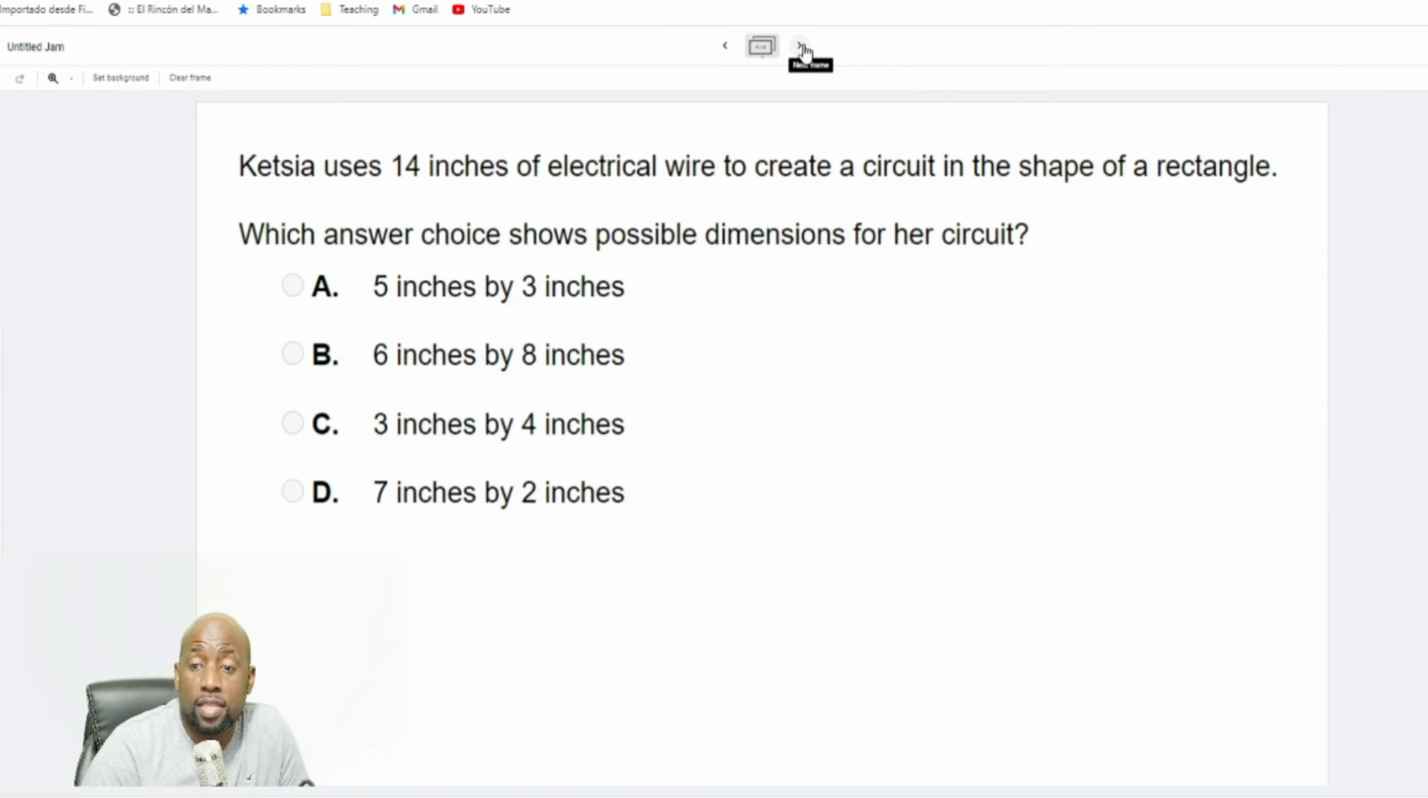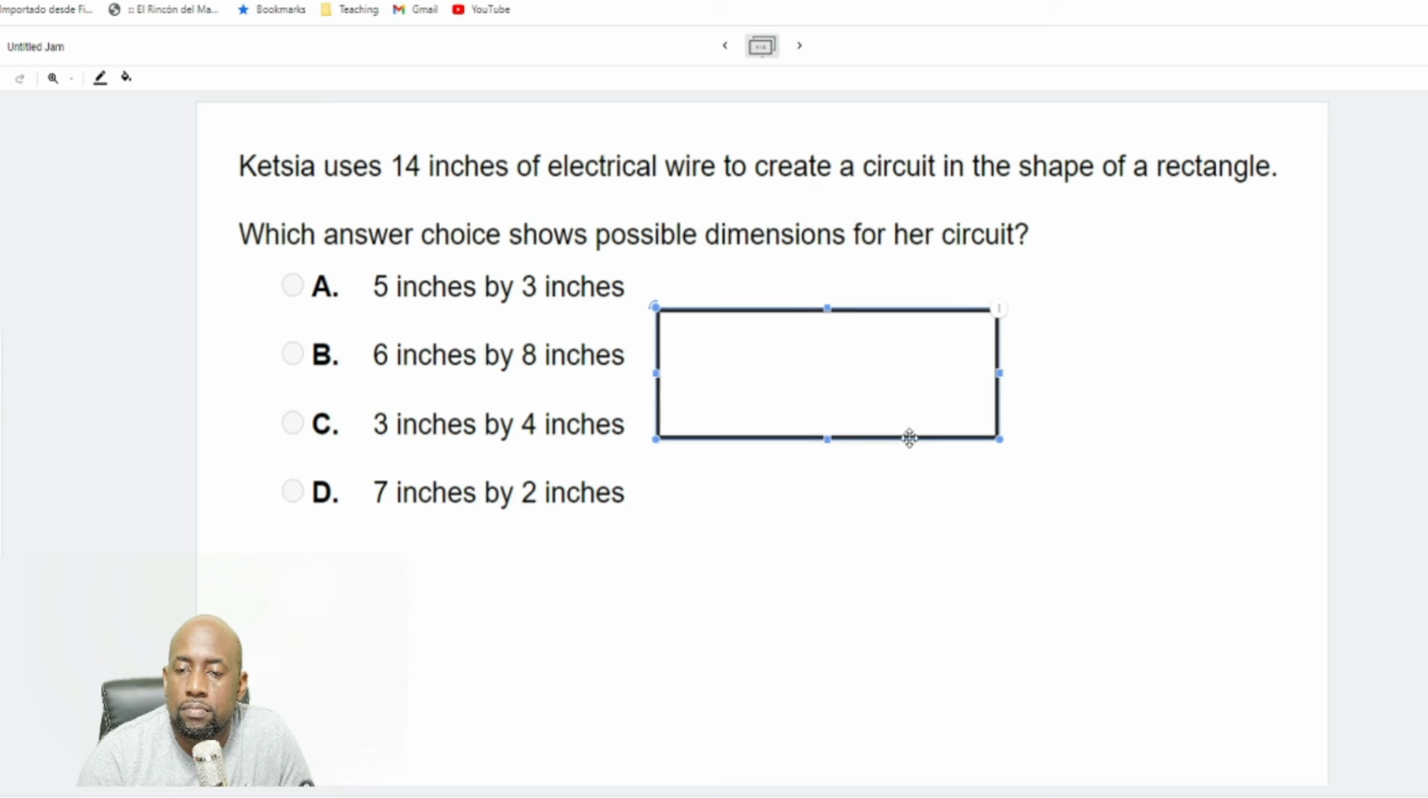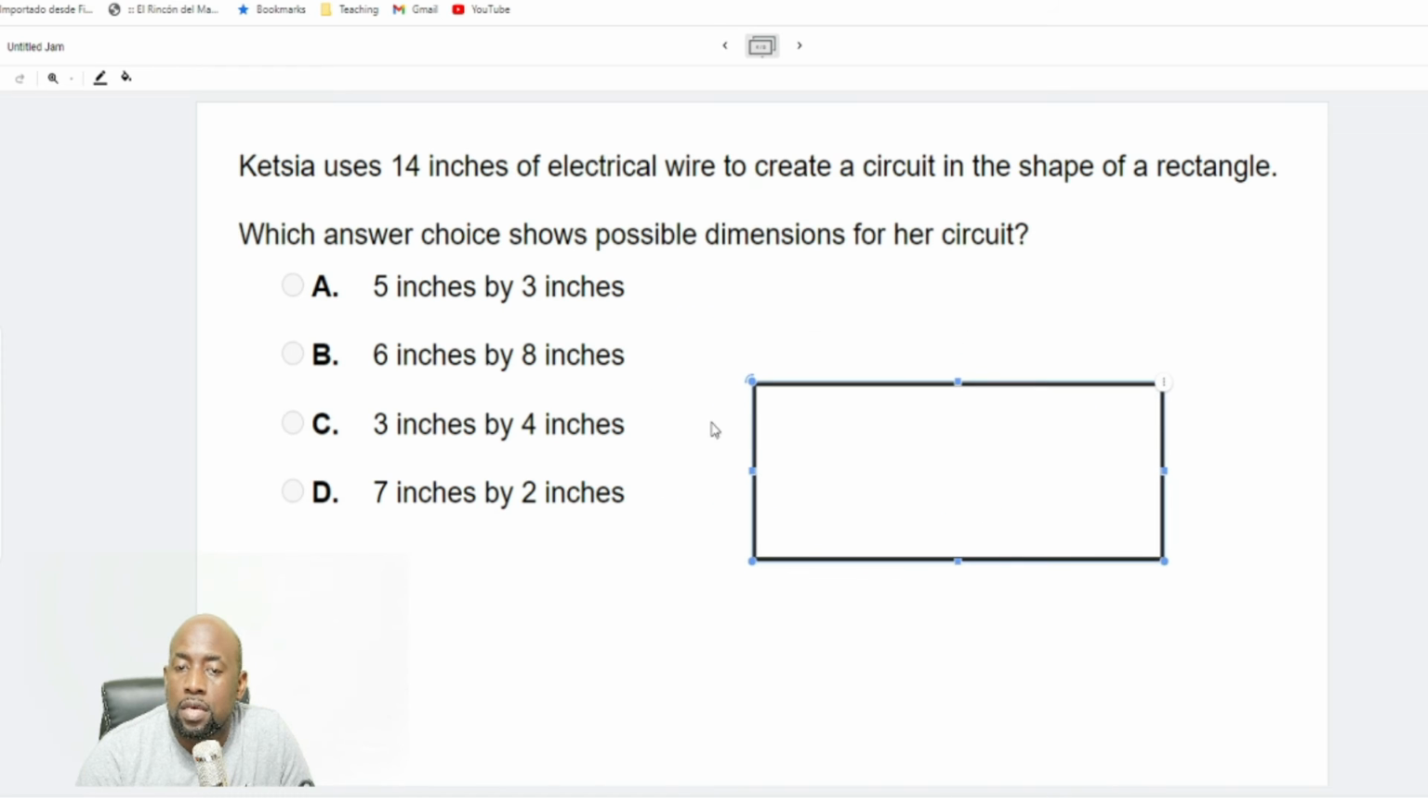Let's do one more. Now this is a word problem. Well, the same as before, but in this one you don't see the shape, but you can draw it. You can have an idea what this is about. Kitcha uses 14 inches of electrical wire to create a circuit in the shape of a rectangle. A rectangle, we know how to draw a rectangle. Let me get a rectangle. Here is a rectangle. And then which of the choices shows possible dimensions of our circuit? What am I getting above?